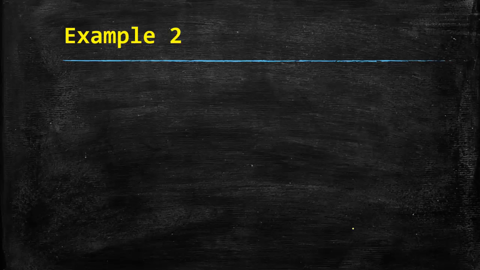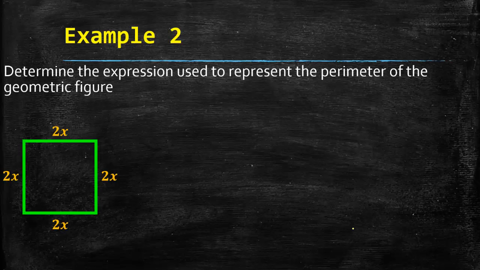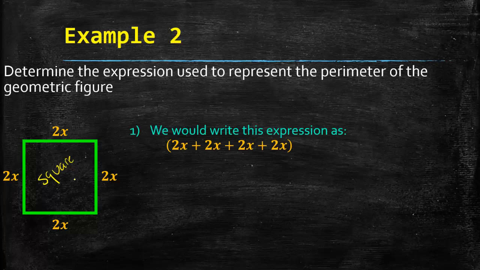Let's look at another example. This is example 2, so pay attention. Determine the expression used to represent the perimeter of the geometric figure. Here, all 4 sides are equal, so this is what? A square. Not that that's important, I just want to see if you guys are paying attention here. So we've got 4 sides, all of them have a measurement of 2x. Write the expression as 2x plus 2x plus 2x plus 2x. That covers all 4 sides.